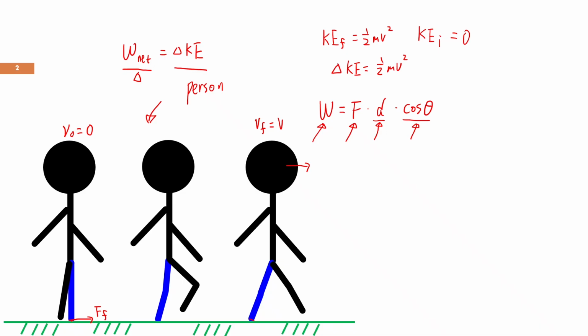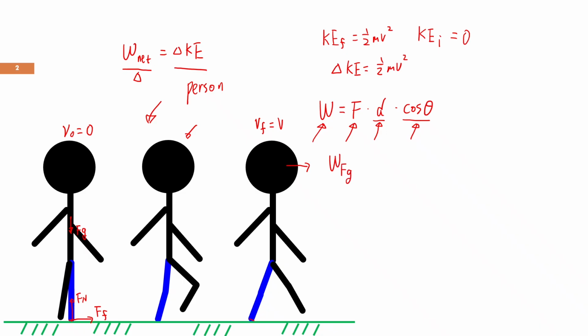If we look at this person right here, the person is under friction, but the ground also gives a normal force. And gravity applies onto the person at the center of mass. So the person is under 3 forces. Let's first look at the work done by gravity.